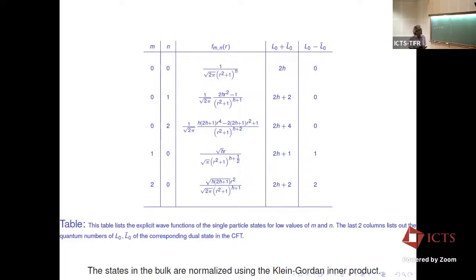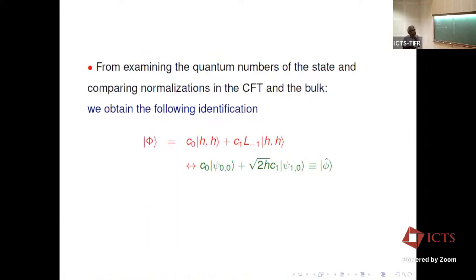And these are the states. This is the A naught naught, basically. This is just the primary 2H, and this is the 2H plus 2, the descendants with zero angular momentum. Here is the L1, for instance. So the wave functions are precisely known for these modes, and the states are normalized in the Klein-Gordon product.